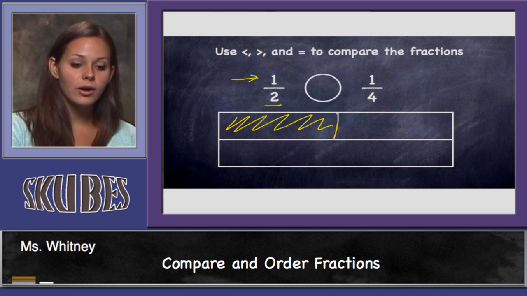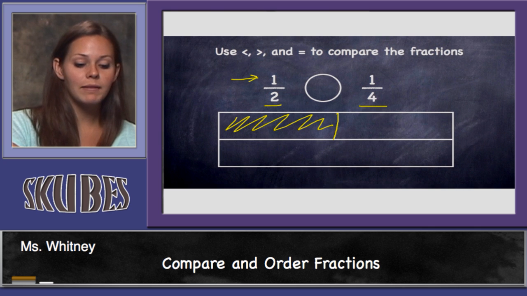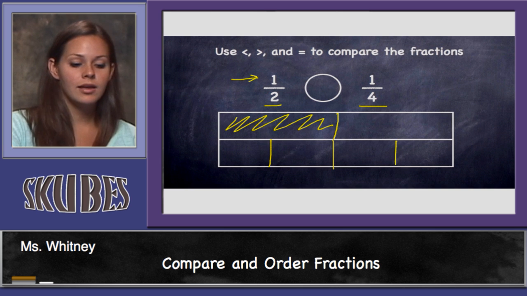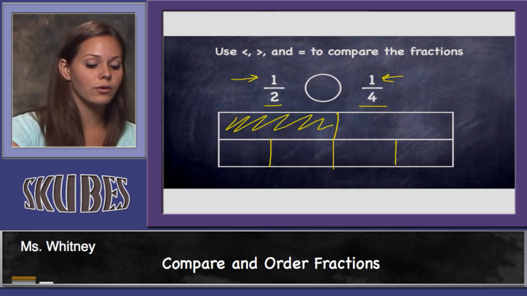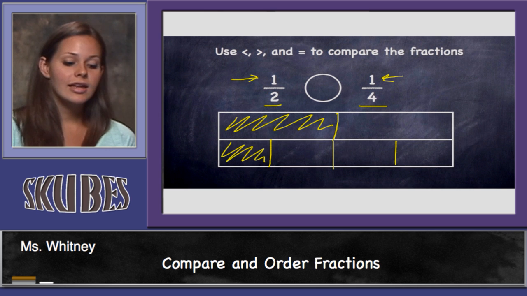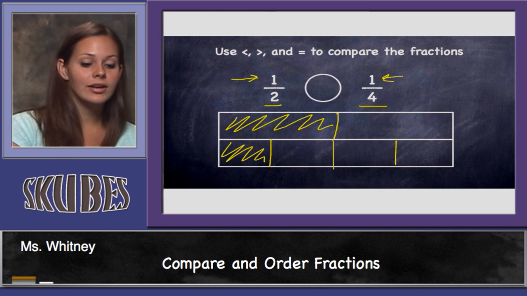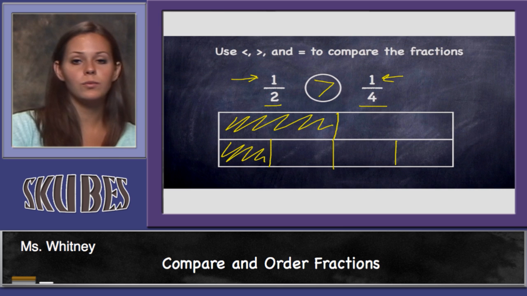To show 1/4, I'm going to divide my whole into 4 equal parts. The numerator tells me that I need to shade 1 out of the 4 parts. Now I can see that 1/2 is greater than 1/4.